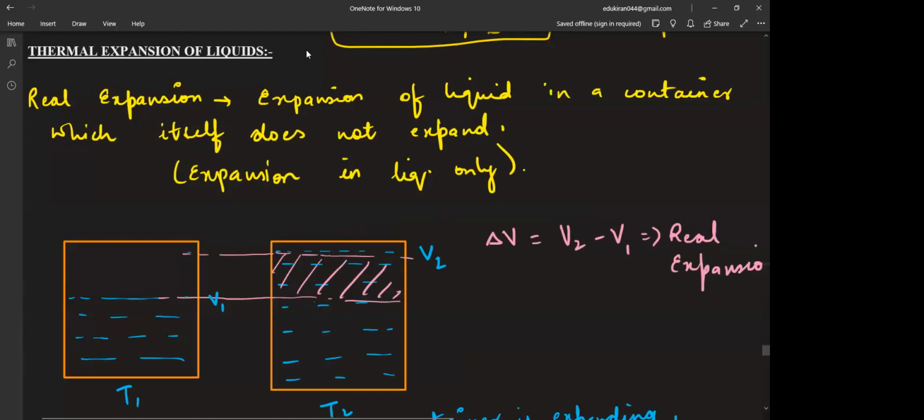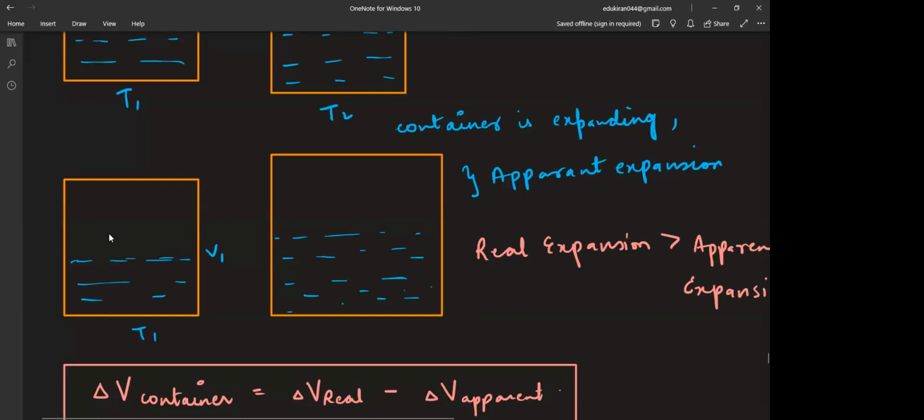Thermal expansion of liquids. So basically, real expansion means the expansion of liquid in a container which itself does not expand. Suppose, the best example is boiling of milk. You put the milk in the vessel, and ultimately what happens? The milk rises above, your container does not expand. So this type of expansion is called real expansion, where only the liquid part is expanding, not the container. But if the container is also expanding, we call this apparent expansion. And always remember, real expansion is greater than apparent expansion. Just remember: if the container is not expanding and only the fluid is expanding, it's real expansion. If the container is also expanding, it's apparent expansion.